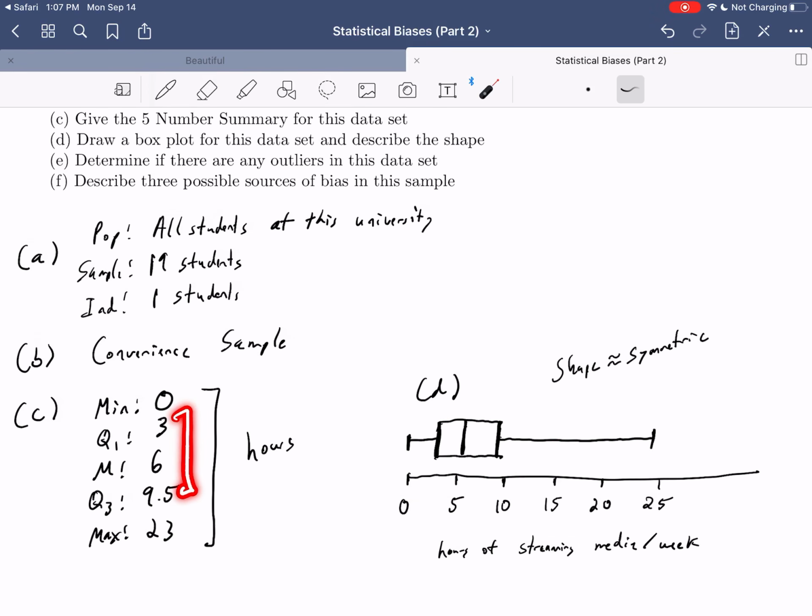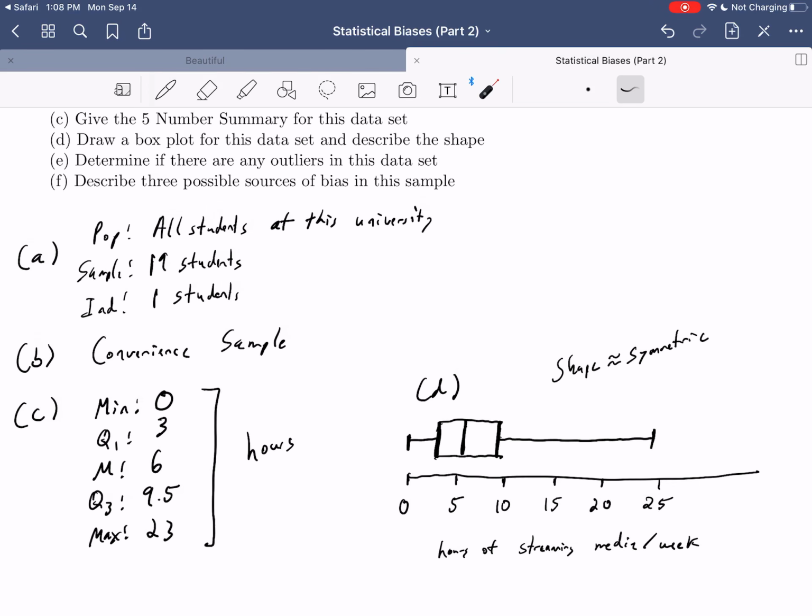But notice if you go back over here, the distance between the Q1 and the median, 6 minus 3, is 3, whereas the distance between Q3 and the median is 3.5. So there really isn't a huge difference between these two things, meaning that these parts of the boxes aren't that different. So symmetric is probably the best description. Remember that with a box plot, when we say symmetric, we are unable to diagnose if it is bell-shaped or uniform. We just know that it's symmetric.